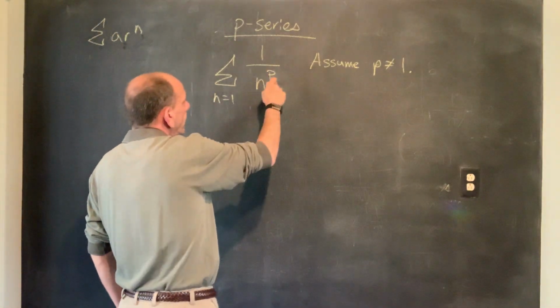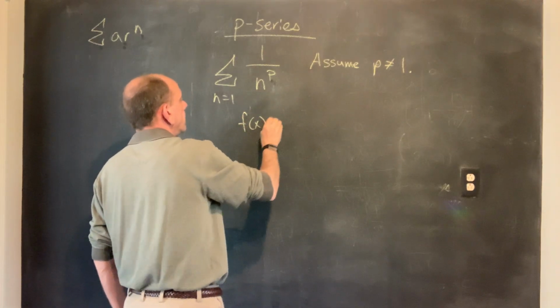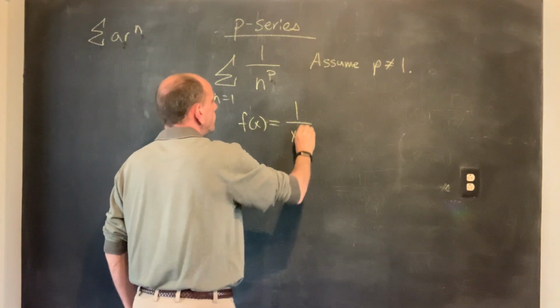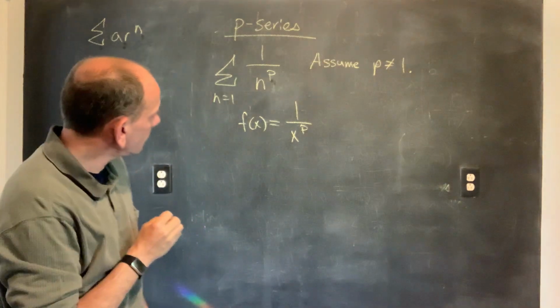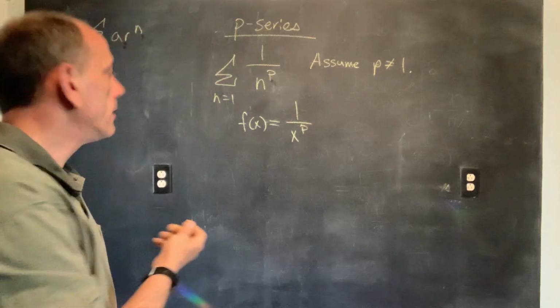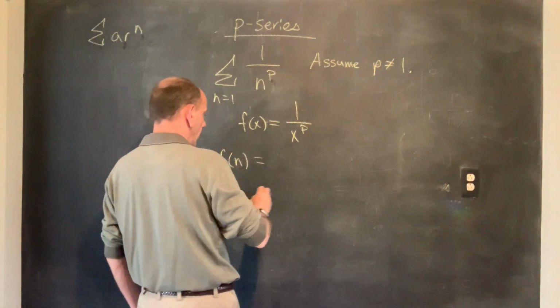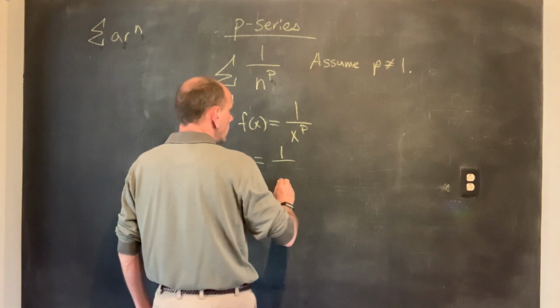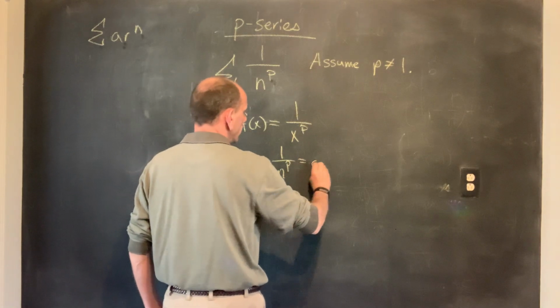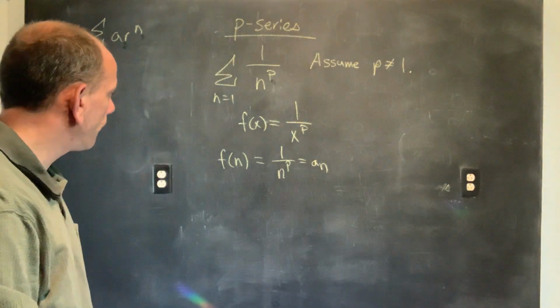Well, then I have 1 over n to the p. This thing is continuous. Or if I'm looking at f of x, it is 1 over x to the p. Clearly, if I evaluate that at any natural number, f of n is 1 over n to the p, which clearly is the n-th term. So it agrees at all the natural numbers.